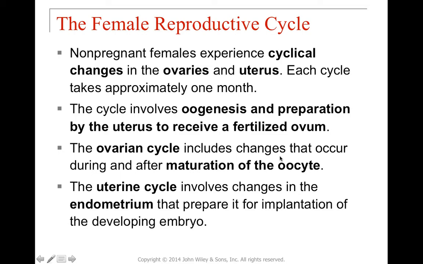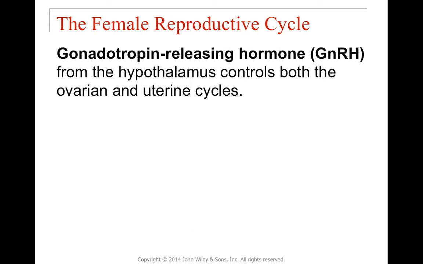So the ovarian cycle, again, that's going to include everything that's involved in the maturation of the oocyte, and the uterine cycle is going to involve anything that has to do with the changes required for the endometrium to be able to accept the implantation of the developing embryo.